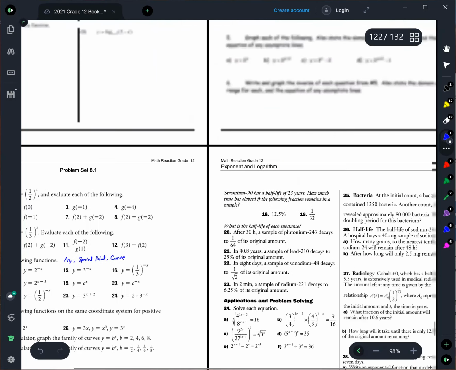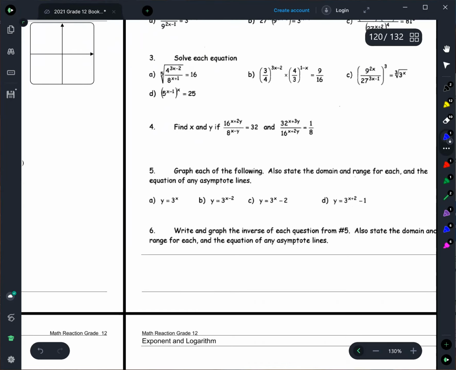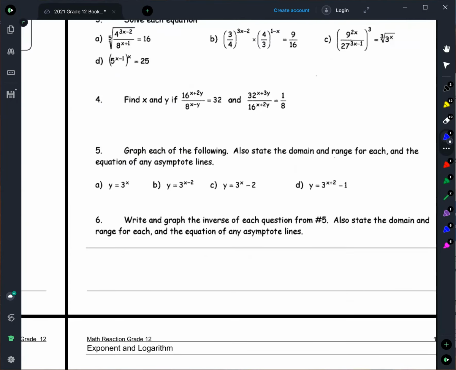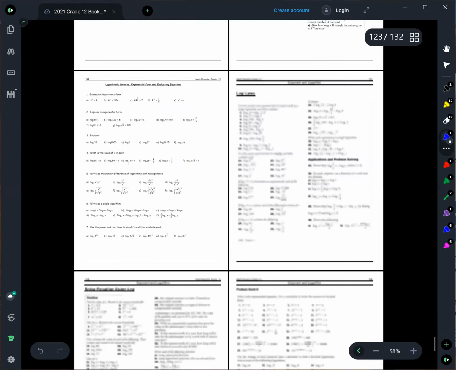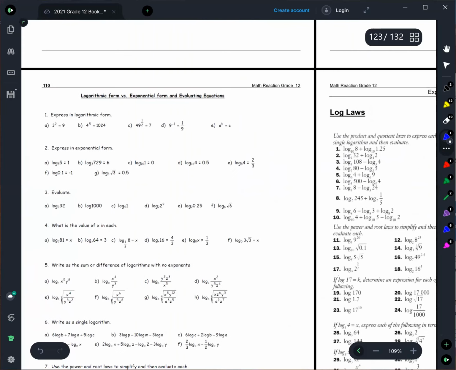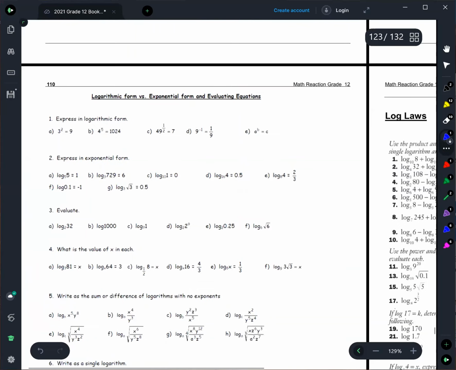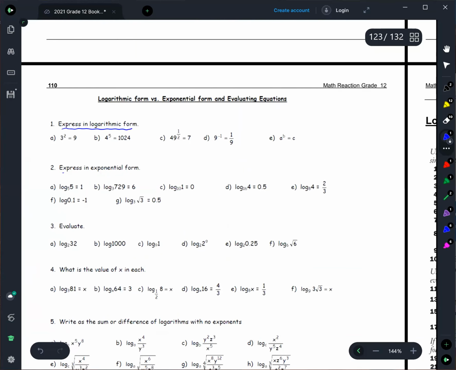Let me see, and then some graphing over here as well. Number 5 also asks for domain, range, and equation of asymptotes. I think that's all. For changing between the forms, it will be on a different page: express in log form, express in exponential form.